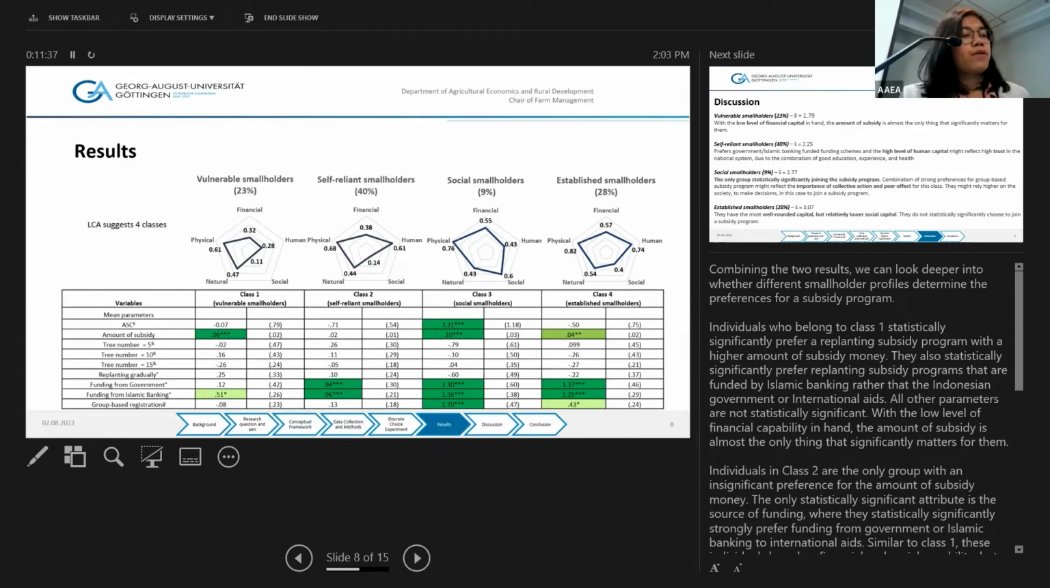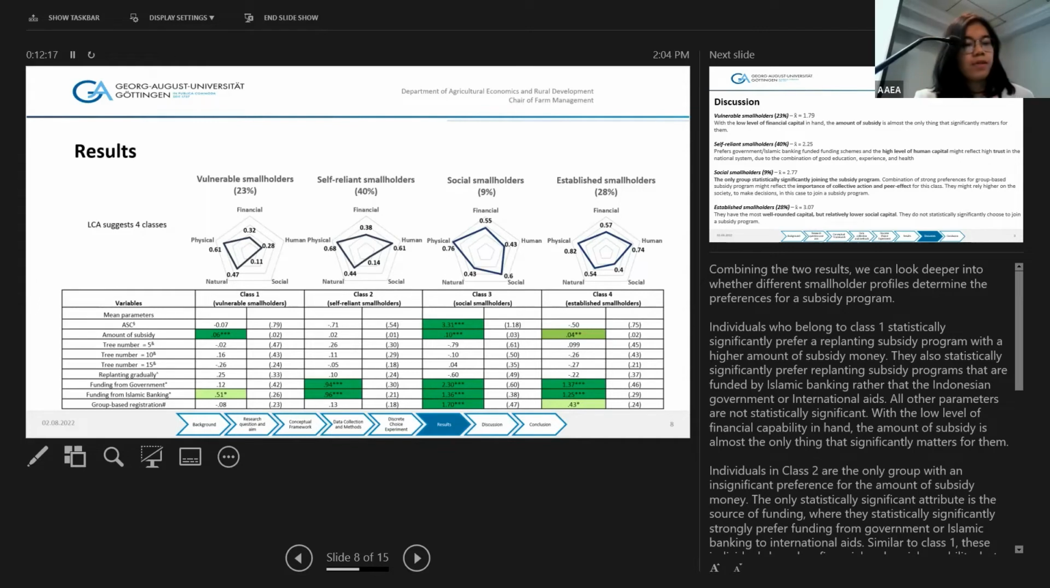And the third category is only 9% of our respondents, and they are interpreted as social smallholders. They are actually the only group that statistically significantly prefers to join the subsidy program. For the others, they don't really choose in our sample. But it's only 9% of the respondents in our sample, so this is quite interesting. And the fourth class is interpreted as established smallholders because they have the most well-rounded livelihood assets.